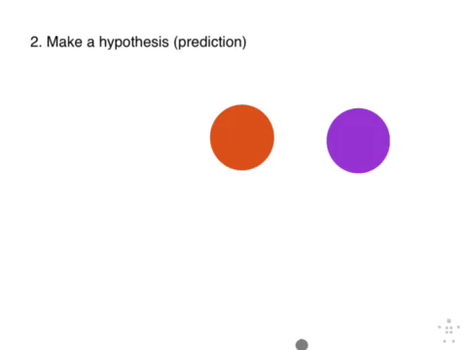Now that we have a question asked, we need to make a guess. We call this a hypothesis. It's a prediction. Always make one before you begin. In this case, we're going to guess that the purple ball will bounce higher.